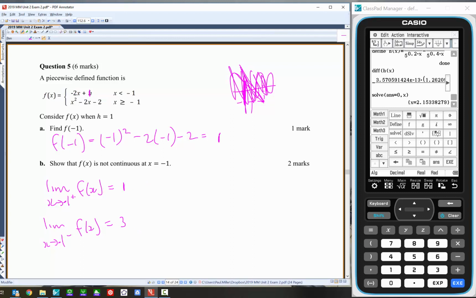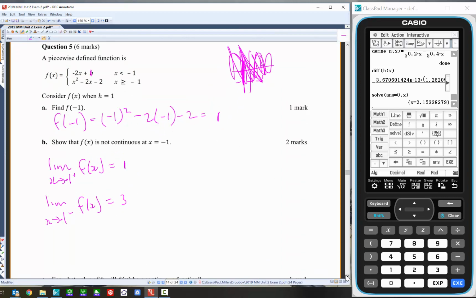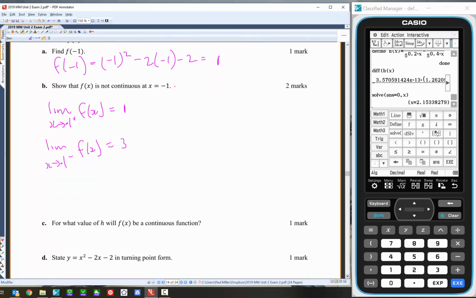All right, now notice that when we swing in from the right, we approach 1. When we swing in from the left, we approach 3, i.e. we don't approach the same value. So that means that we have got a discontinuity. So what I'm going to do is just summarize that in a statement. I'm going to say the limit as x approaches negative 1 from the right for the function is not equal to the limit as x approaches negative 1 from the left for the function.